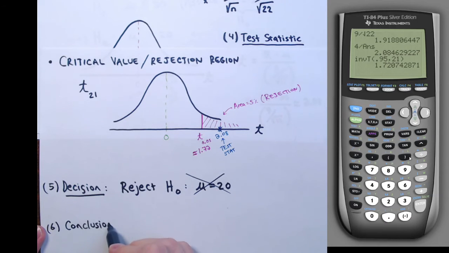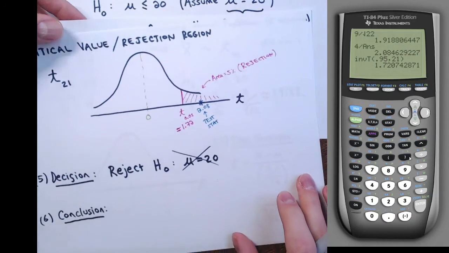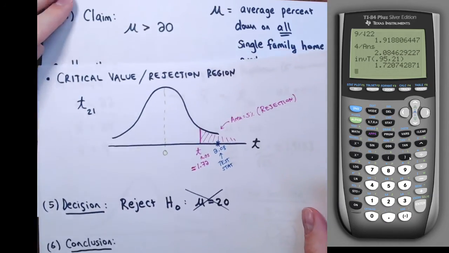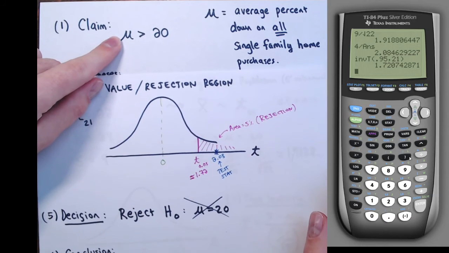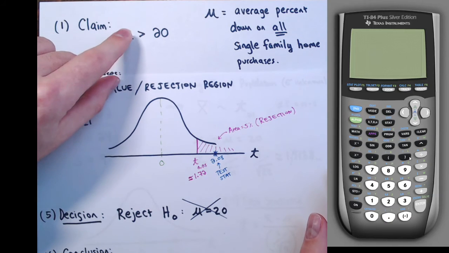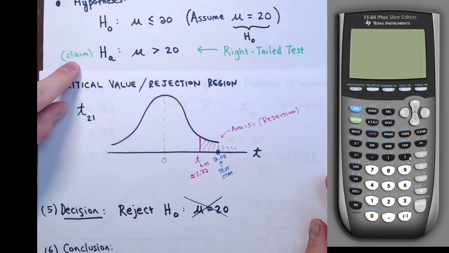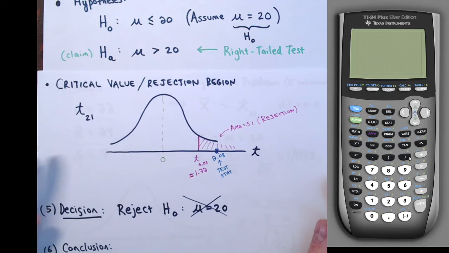And then finally, the conclusion. Now, the conclusion is always about the claim, whether or not you have enough evidence to support the claim. Now, the claim was way back here. The claim that was being tested was that the average down payment, the average percent down on all single-family home purchases was greater than 20%, which was represented again by the alternative hypothesis.